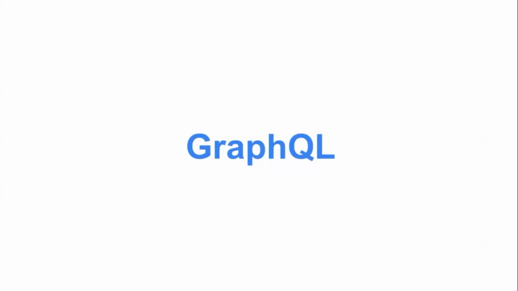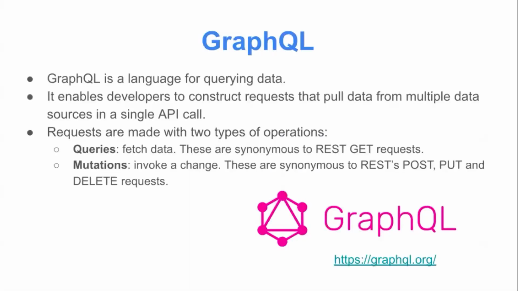I'll move on to the GraphQL API protocol. So GraphQL is a language that is used for querying data, and it enables developers to construct their requests to pull data from multiple sources in a single API call. And the requests that are made using GraphQL can be made with two types of operations.